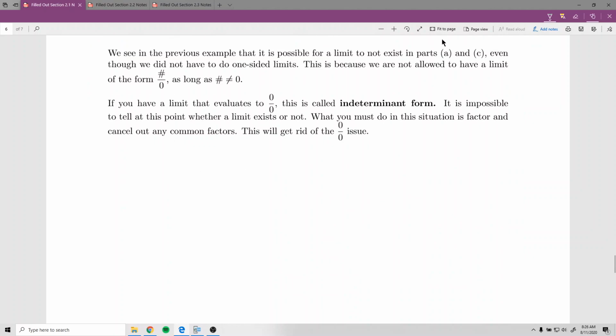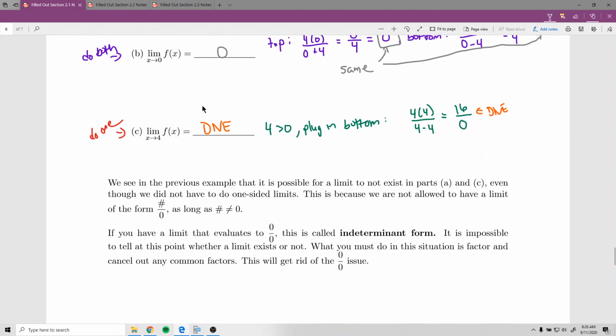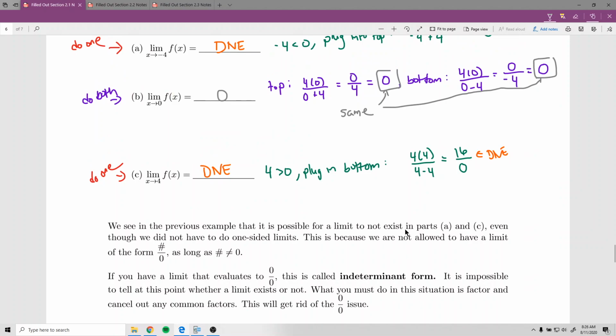So this kind of summarizes what we're talking about. We see in the previous example that it is possible for a limit to not exist in parts A and C, even though we did not have to do one-sided limits. This is because we are not allowed to have a limit of the form number over 0 as long as the number is not 0.